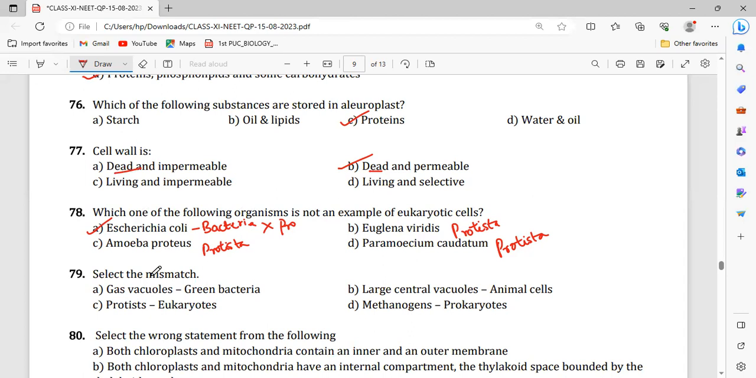And see here Amoeba proteus, Euglena viridis, Paramecium caudatum, along with the genus, species names are also given, which you might not be aware, but concentrate on the genus name, what you know. So there are again different species. If you take amoeba, many species are there. One is proteus. So that is just to confuse you, but please don't get confused. Concentrate on the genus name.